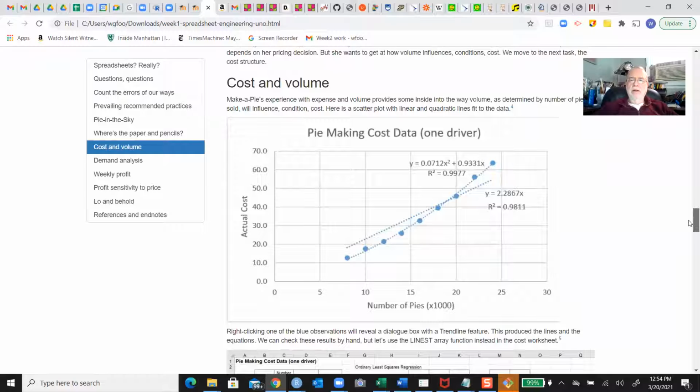We'll go through it. So the first stop, we agree with Madame Tortzier, she's Quebecois, by the way, that cost and volume are the first thing we want to get a handle on right away. So here is a chart that is made in Excel. There's a little note here.